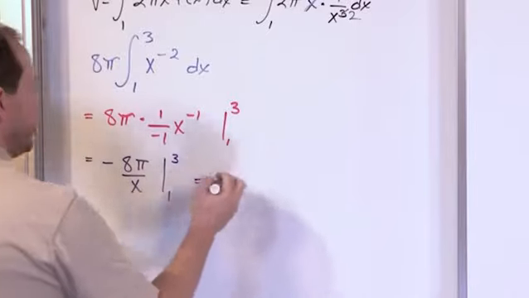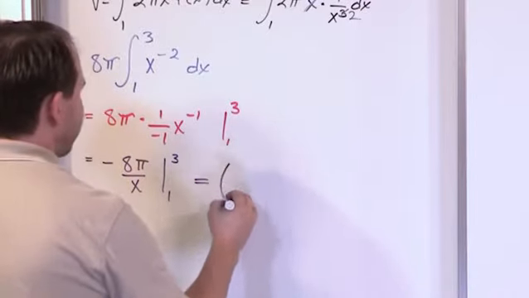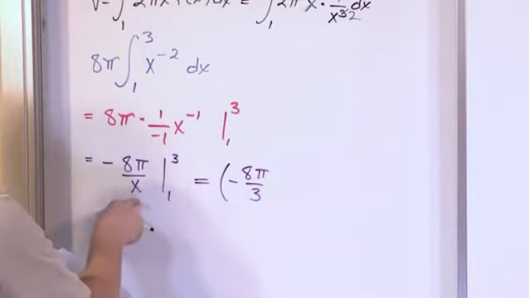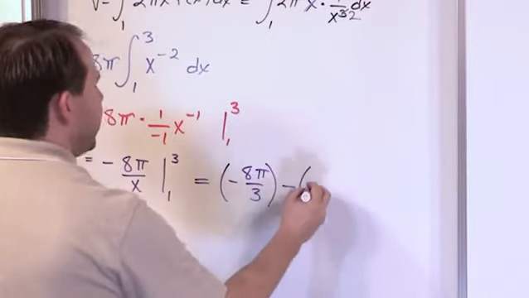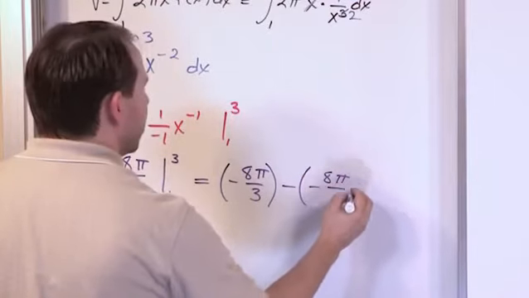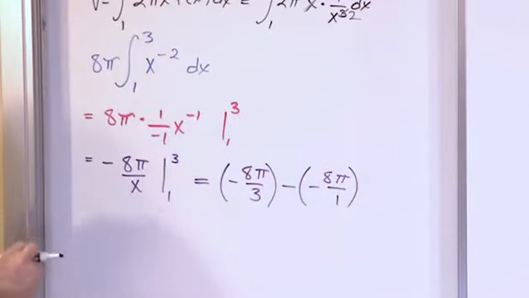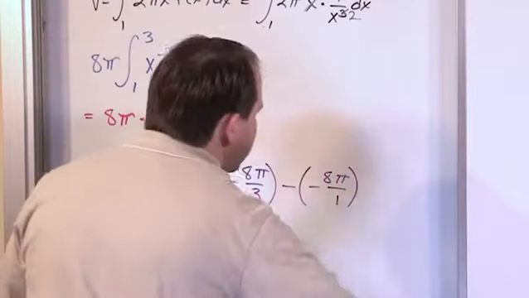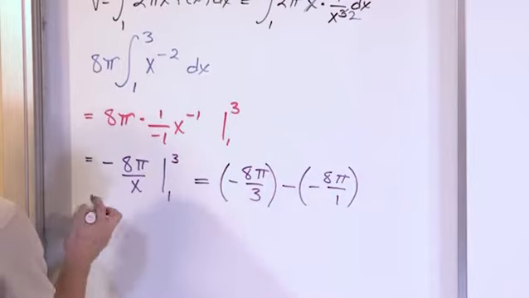So we evaluate this at the top limit of integration. What we'll have is negative 8 pi over 3, evaluating at the top limit, minus evaluating at the bottom limit, 8 pi over 1, like this. So all we need to do is tidy this guy up, find a common denominator somehow, and then we're good to go. So let's go ahead and just tidy up what we have.